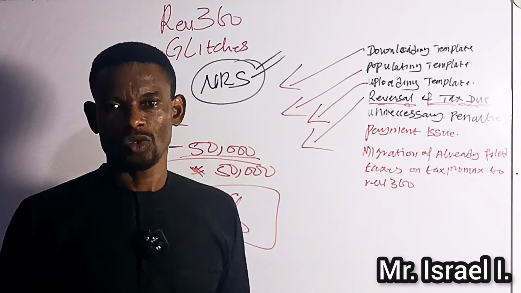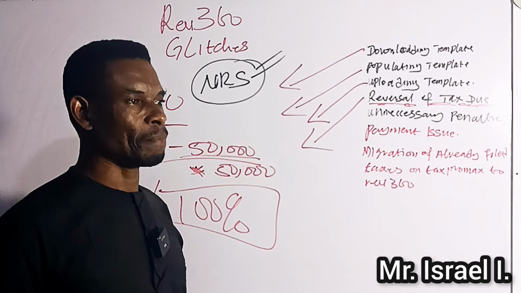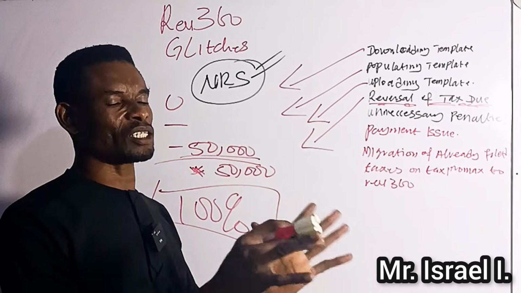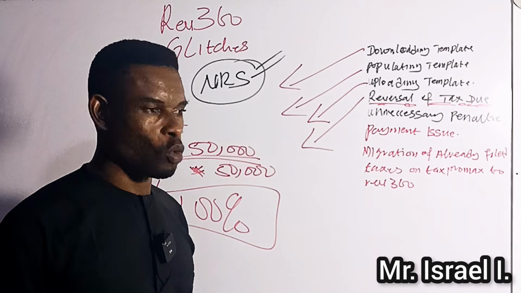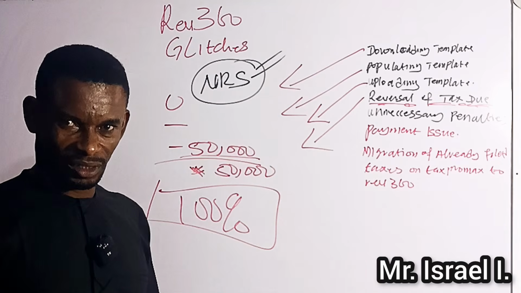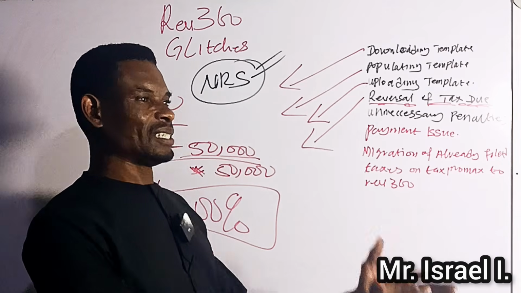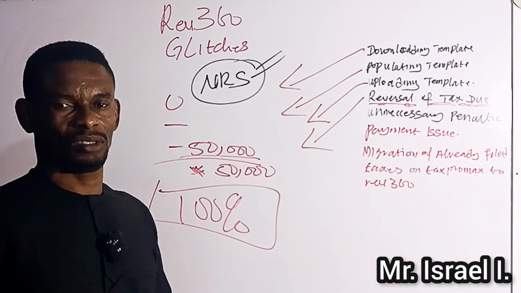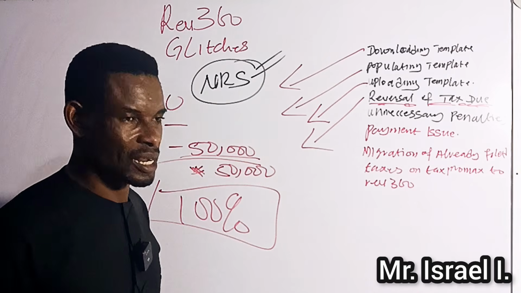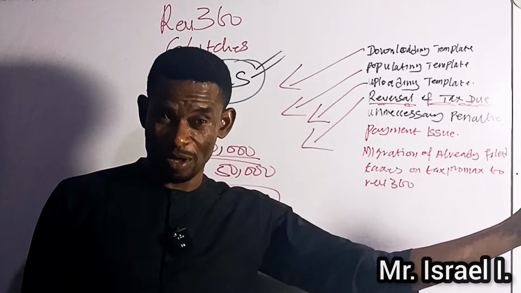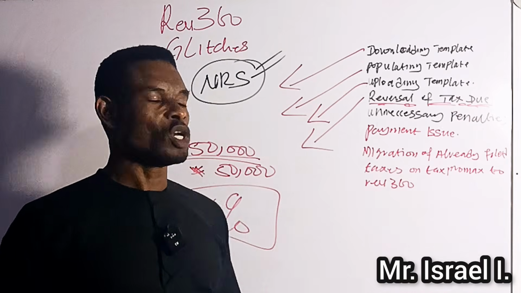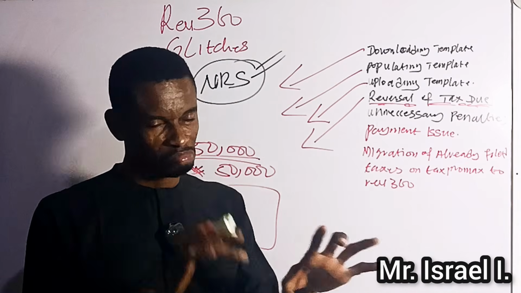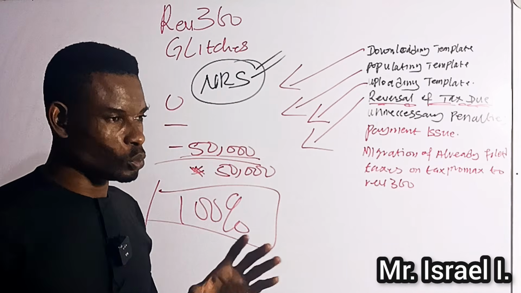Reversal of tax due. So many people also complain that the ones they filed on Tax Promise, once they migrated to Rev360, the tax due was moved back to Rev360 for them to refile and make payment again, whereas they had already filed and made payments on Tax Promise. I believe all these things are migration issues.